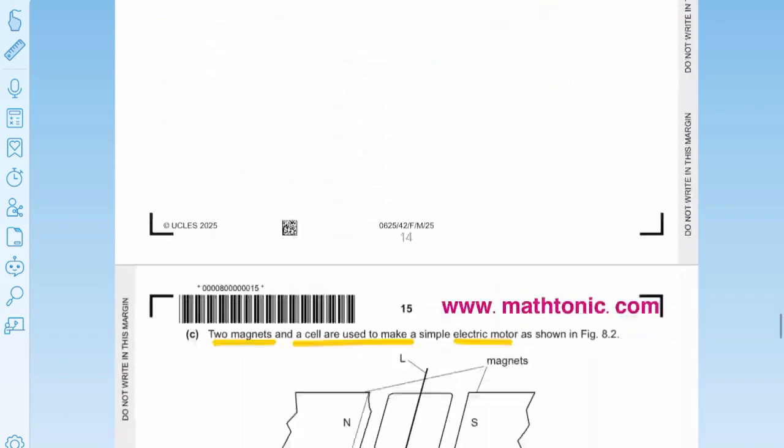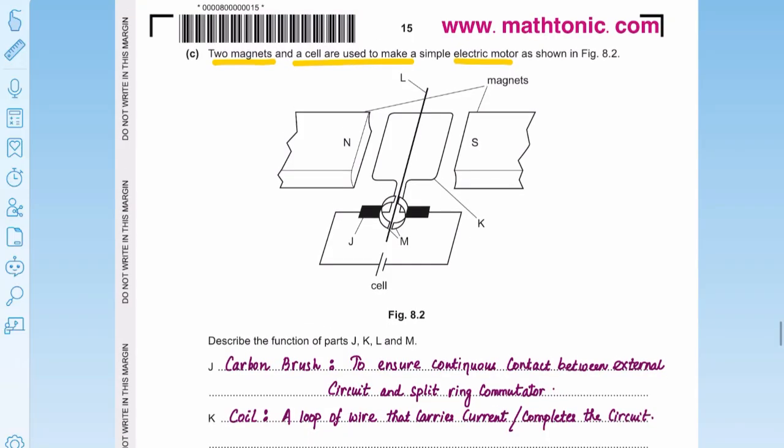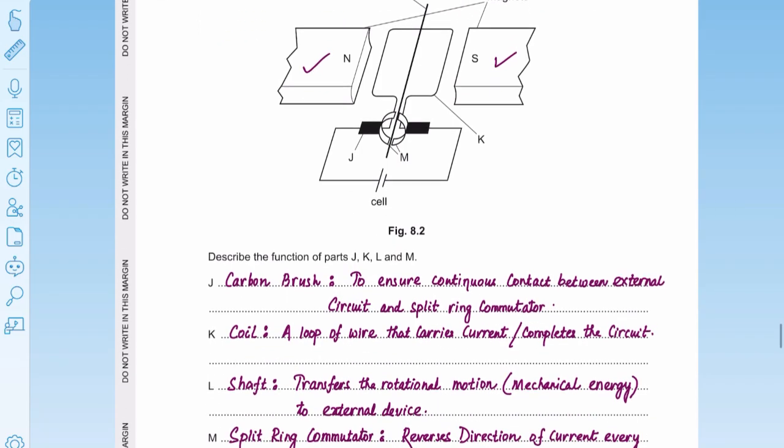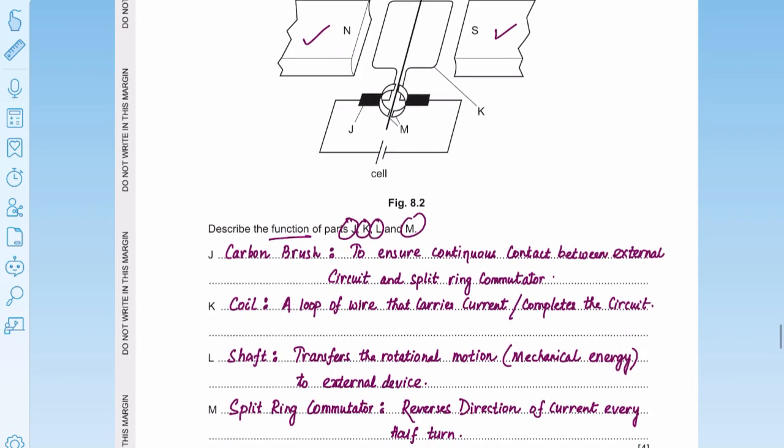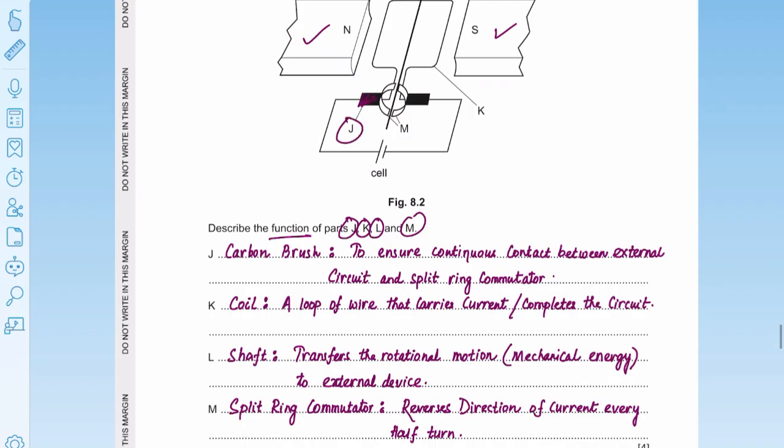Now moving to question number C, 8C. Two magnets and the cell are used to make a simple electric motor as shown in the figure. This is north, this is south, this is the motor we have. The question is, describe the function of parts J, K, L and M. See this black structure you can see here. They are known as carbon brushes.